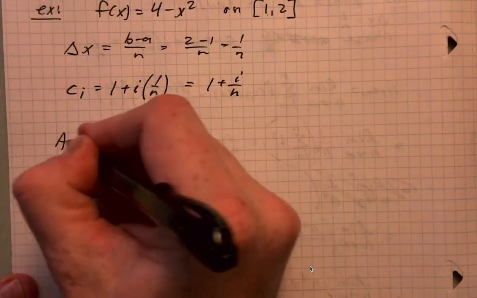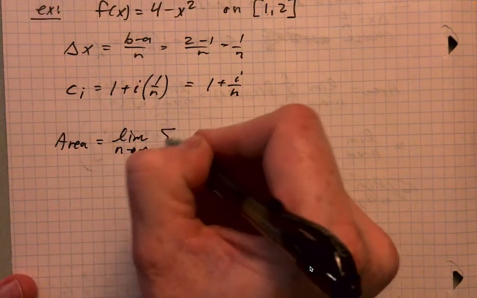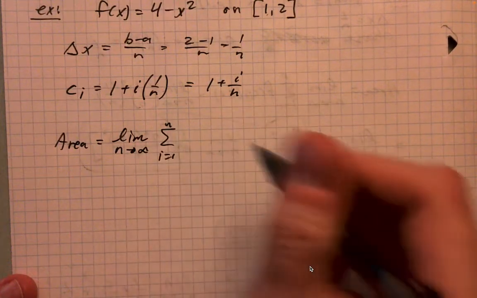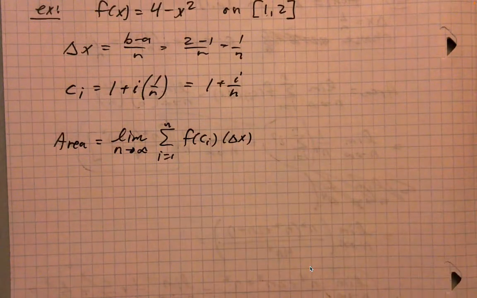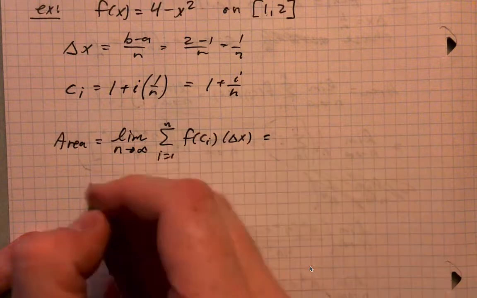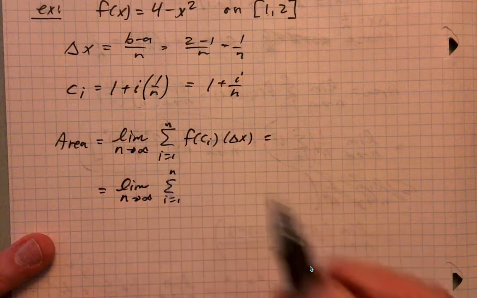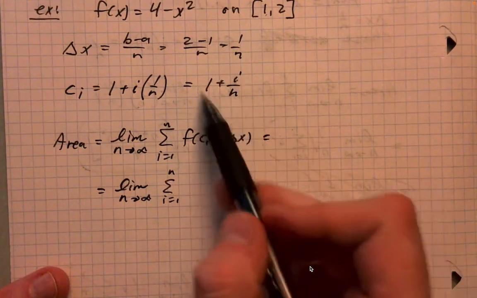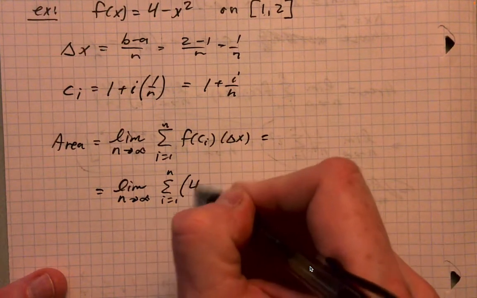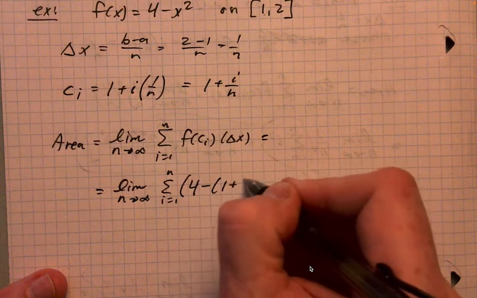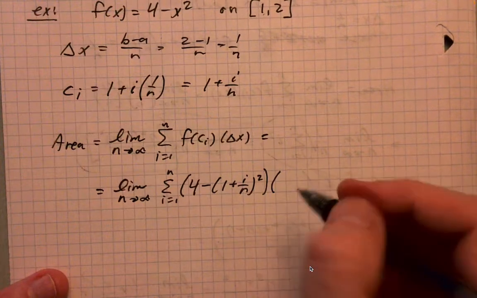Just using the theorem, the area is equal to the limit as n goes to infinity of the sum from i equals 1 to n of f of c_i times delta x. Okay, plug in our values here. So f of c_i, so here's our c_i. f of c_i would be 4 minus this squared. So it'd be 4 minus (1 plus i over n) squared, and then times your delta x, which is 1 over n.